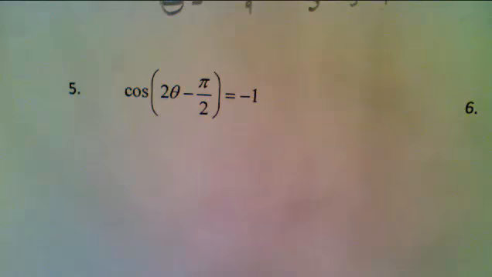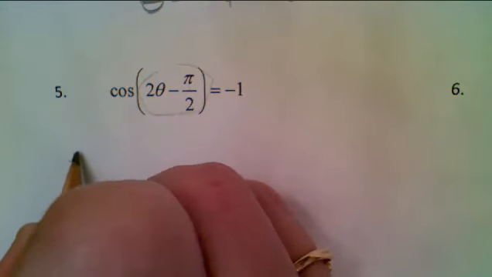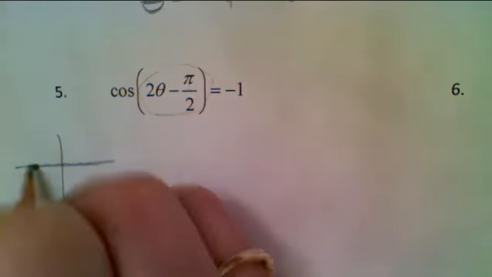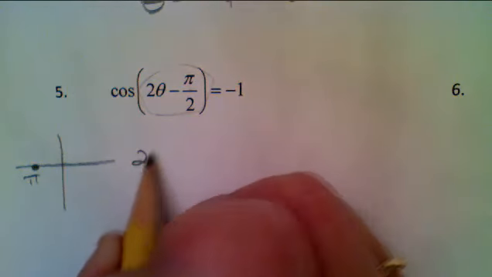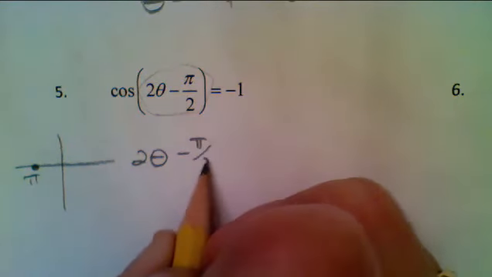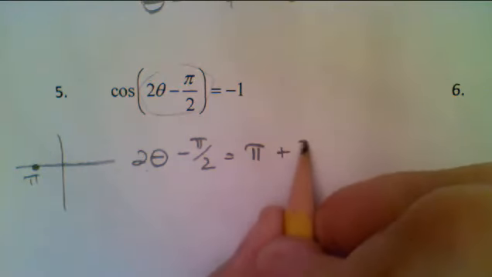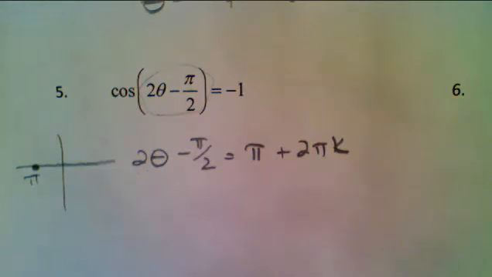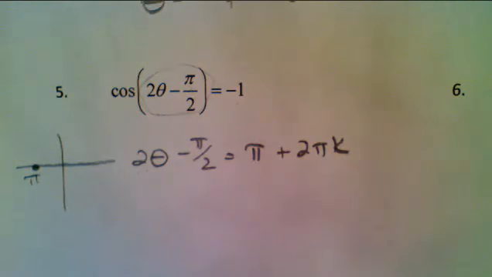All right, let's try number 5. Here's my angle. My angle has a cosine of -1. So where is the cosine equal to -1? That's over here at pi. It's the only place it happens. So my angle, 2 theta minus pi over 2, equals pi. Again, because I have a coefficient here, I have to go plus 2 pi k. So it could equal pi, it could equal 3 pi, 5 pi, any of those. And that's the only one I have, though, because the cosine is only equal to -1 in one spot.